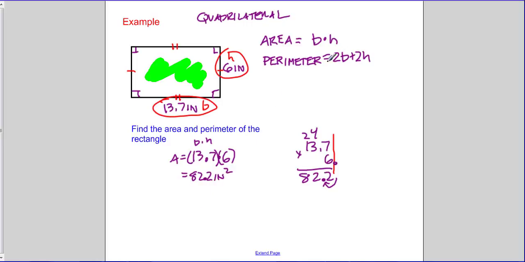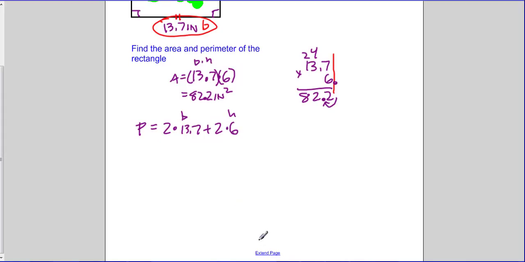Now the perimeter formula: I have two bases, 13.7 here, 13.7 here, because these sides are equal. Opposite sides are equal in a rectangle, and then I have two sides that are 6. So it's 2 times base length plus 2 times height length. So the perimeter, P, here is equal to 2 times B. Well, B is 13.7 inches, plus 2 times H, which H is 6 inches. So now I need to take 2 times 13.7.